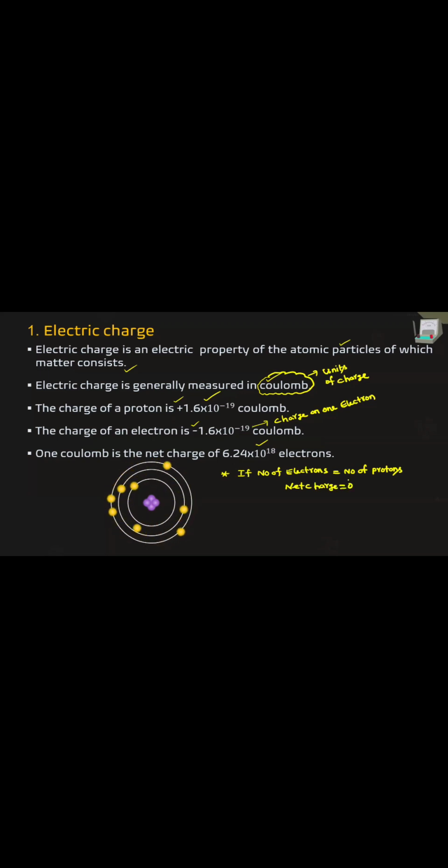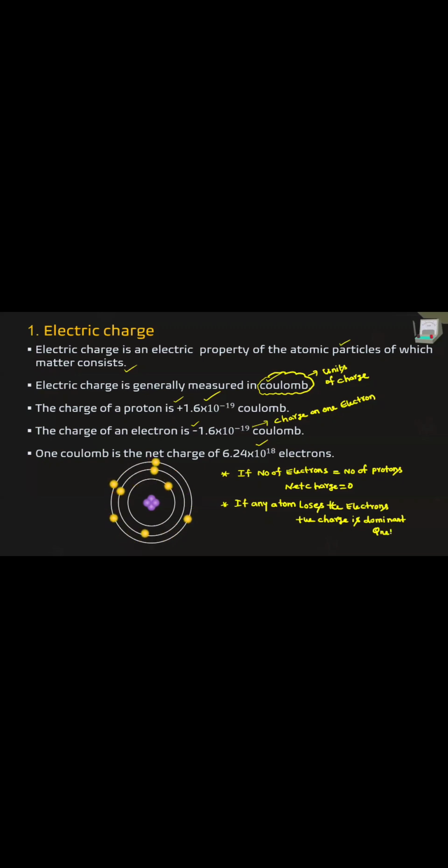If any atom loses electrons, which is more dominant? Positive charge is dominant or negative charge is dominant? Positive charge is dominant. It lost electrons, so positive charge is dominant.